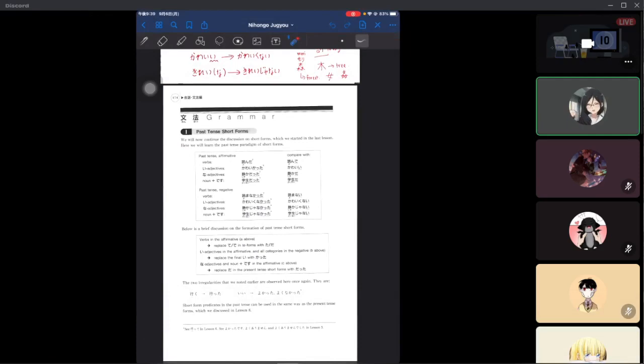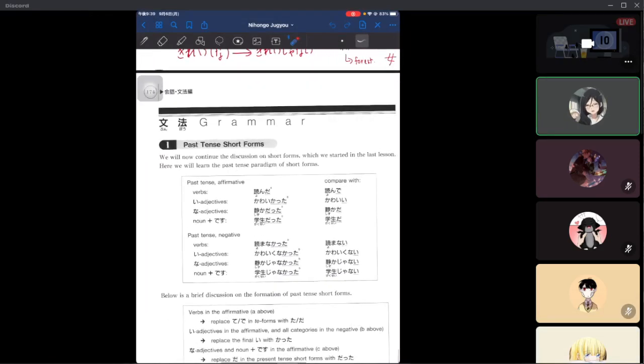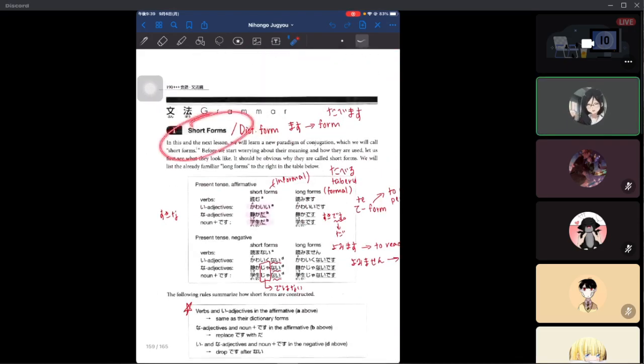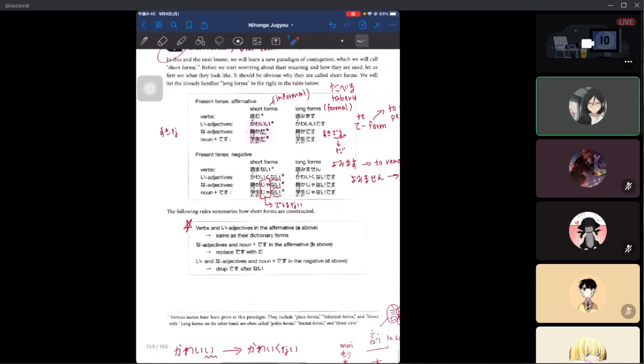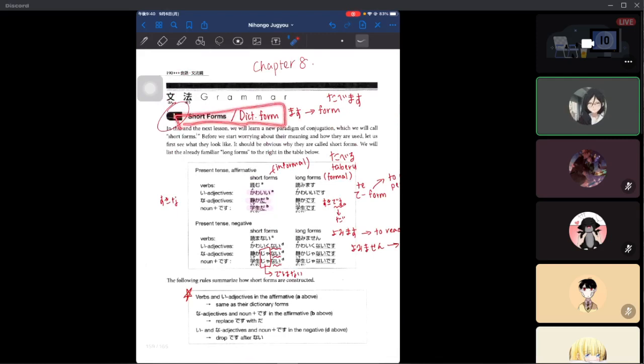Okay, so the first one is past tense short forms. In chapter 8, we have already learned the short forms or the dictionary form. So this written note here is actually from chapter 8, the first grammar. So the grammar that we'll be learning today is kind of a continuation from there. Previously, it's just basically short form or dictionary form, for example, the word tabemasu.